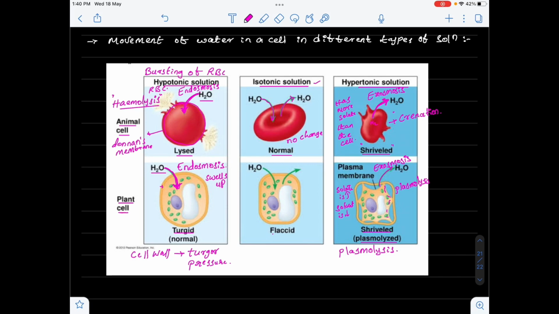And when this plant cell is placed in isotonic solution, the osmotic entry of water inside the cell is the same as the exit of water from the cell. The osmotic entry of water inside the cell is similar to the osmotic exit of water outside the cell. So, in such case, there is no change in the cell, and this cell is called a flaccid cell. So, it is normal.